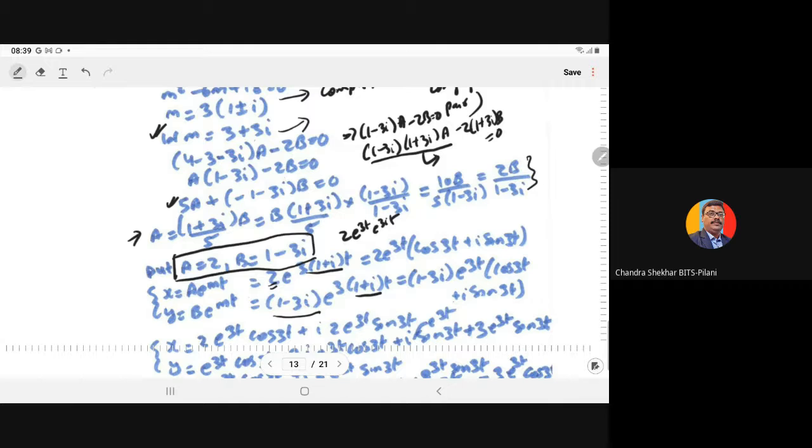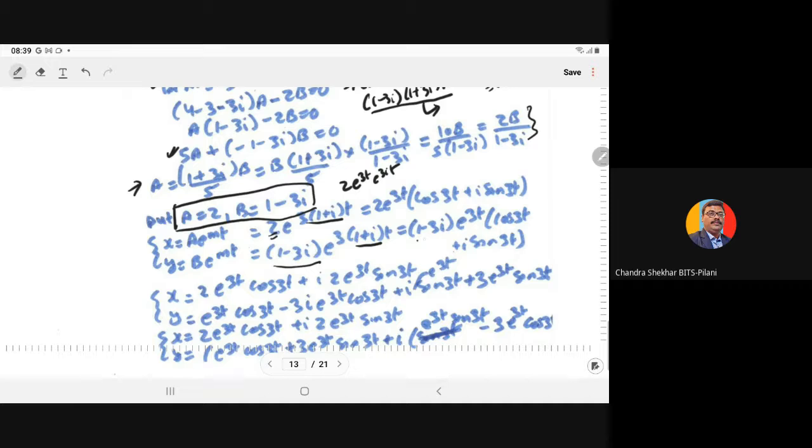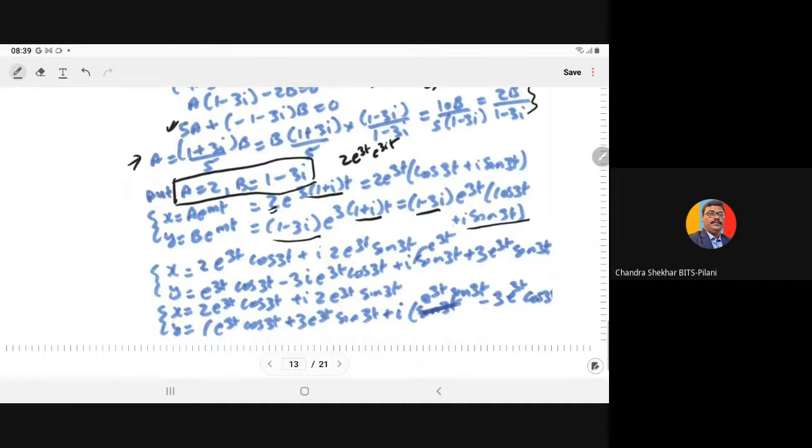Similarly, 1 minus 3 iota into e to power 3 1 plus iota t can be written as 1 minus 3 iota e to power 3t cos 3t plus sin 3t. So here you just multiply inside this. So here you will get x, you just separate the real part and complex part. The real part you are getting from here, the complex part after multiplying here.